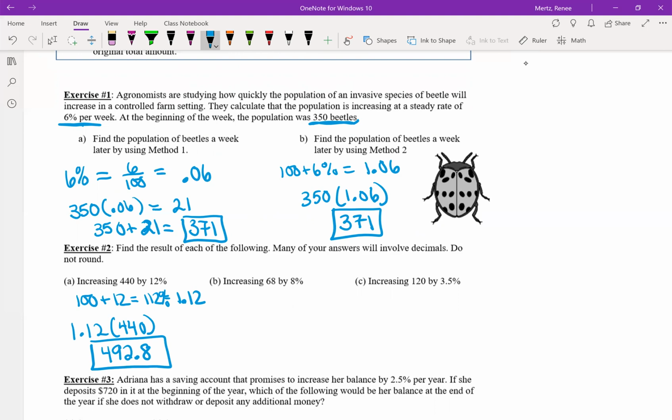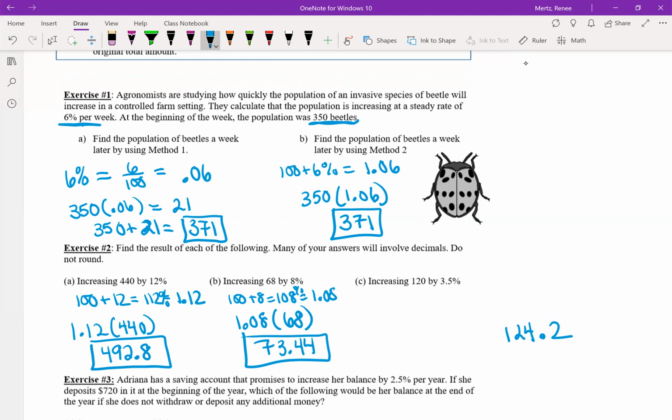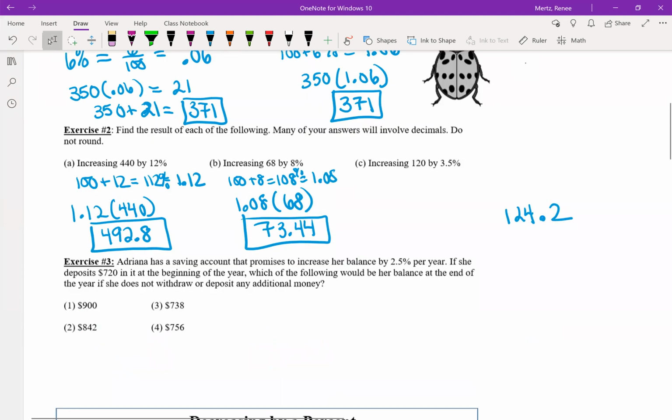Try 2. We're increasing 68 by 8%. So 100 plus 8 is 108, which equals 1.08. So 108% is 1.08. So we're multiplying 1.08 times 68 to get 73.44. Good job. On the last one, can you get 124.2? Remember, if you don't have work written down to get that answer and you just wrote down what I did, you're not really listening to me and you don't get your full credit.